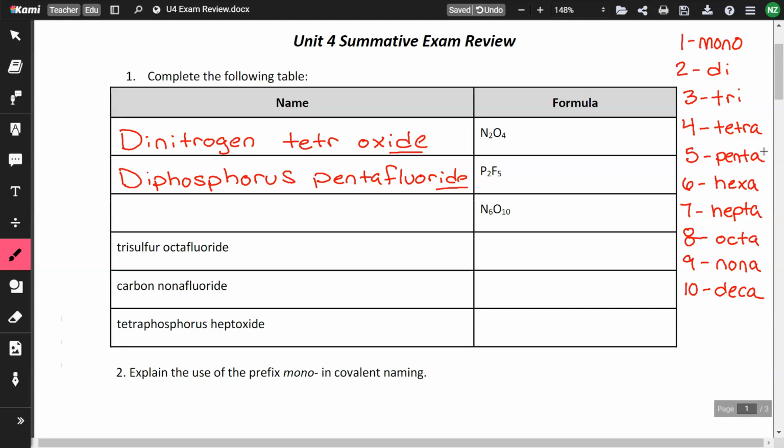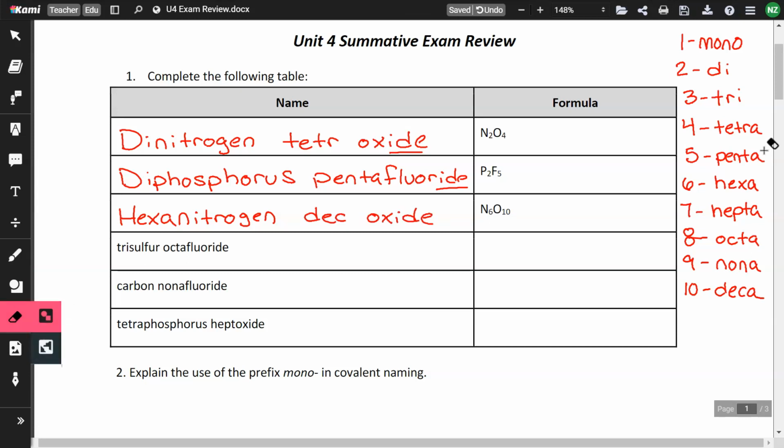Okay, number 3, we have 6 nitrogens, 10 oxygens. So this will be hexanitrogen. And then we have decaoxide. And again, we have that situation where we have an A and an O next to each other. We'll just drop it, so it'll be decoxide.